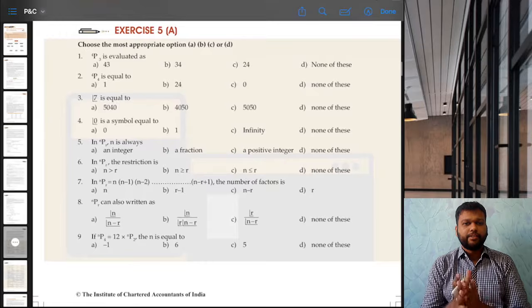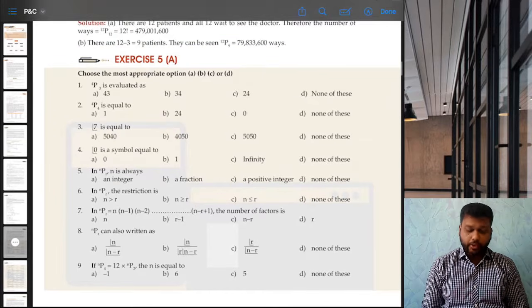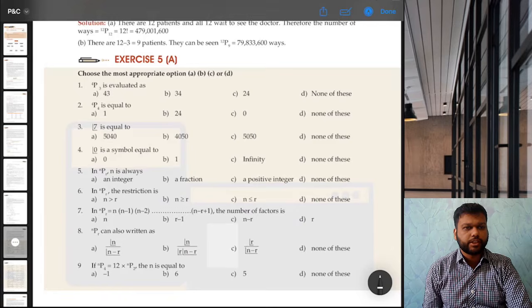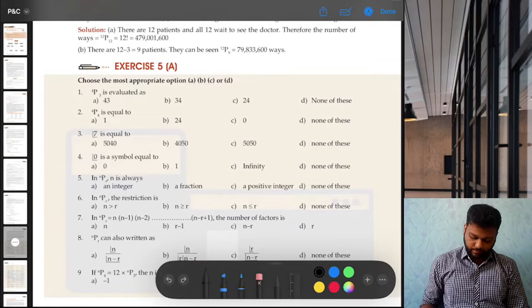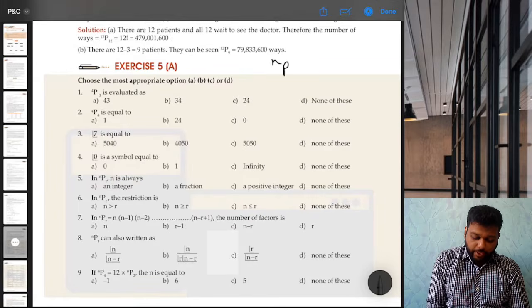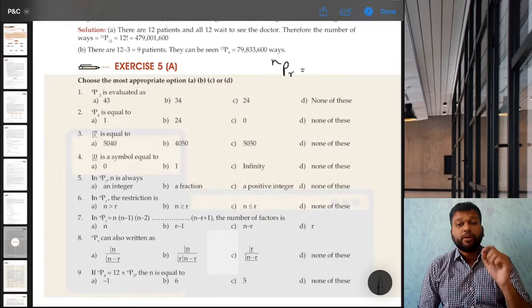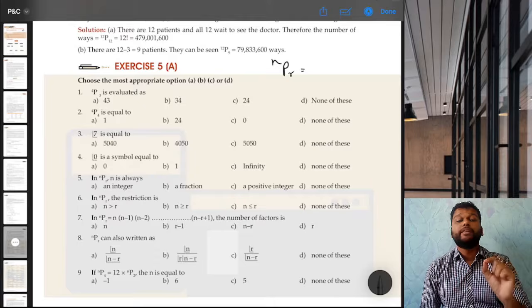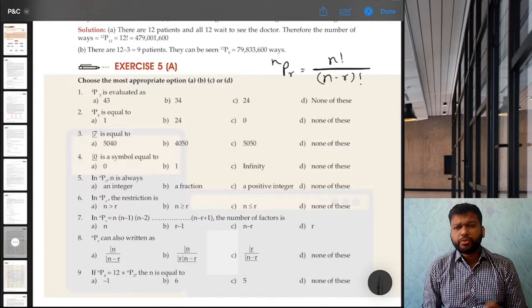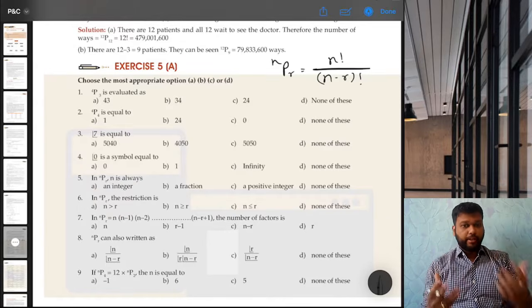Let's start. Before we start, what is nPr? The formula of nPr, the number of ways to arrange n things at r places, is n factorial upon (n minus r) factorial. Now you should not have to write this every time, you should do it in your mind.